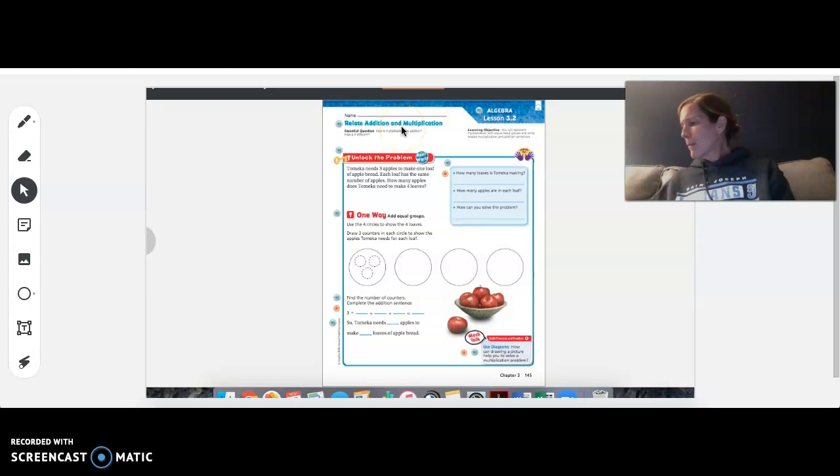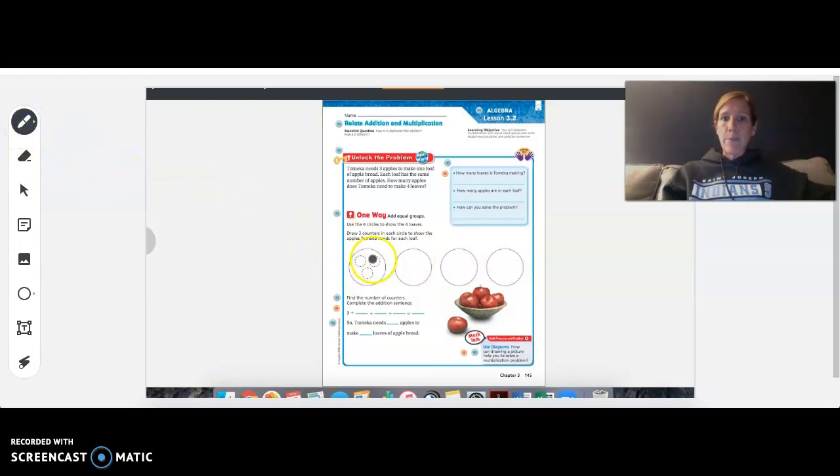Okay, so here's the problem of the day. Tamika needs 3 apples to make 1 loaf of apple bread. Each loaf has the same number of apples. How many apples does Tamika need to make 4 loaves? Okay, so we want 4 loaves of bread, so we could show 4 circles. And how many apples does she need for each loaf? She needs 3 apples. So you're going to draw 3 apples in each loaf. You're going to draw much better than me, but 3 apples for each loaf.